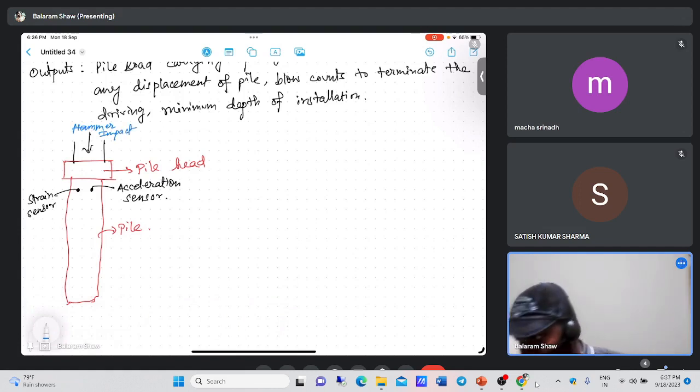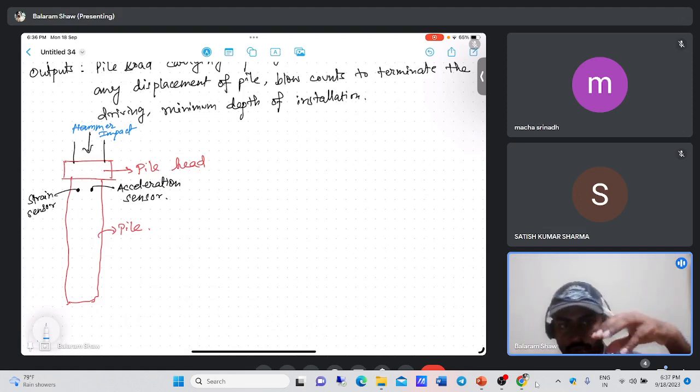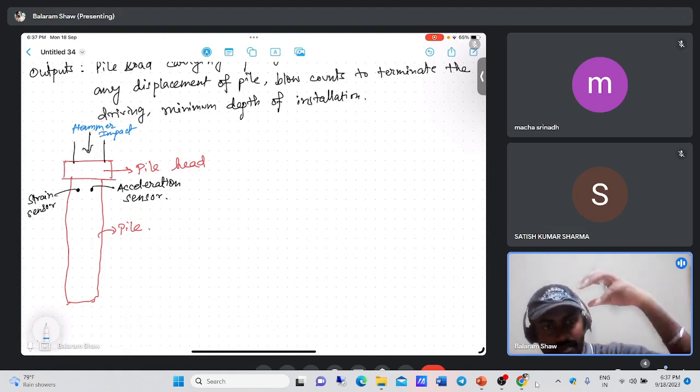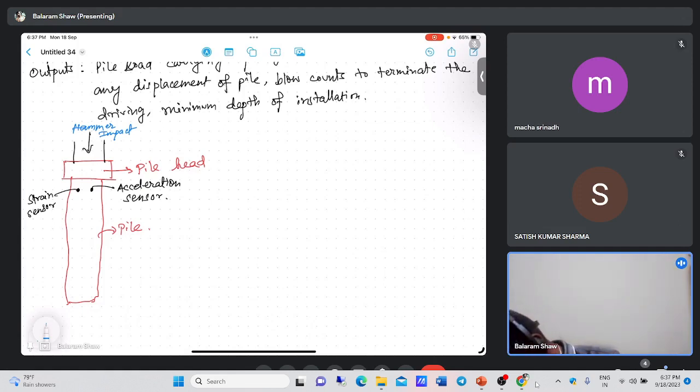The hammer impact will be there, and there will be one cushion between the pile head and the impact. So there will be hammer impact from the top, and we have the acceleration sensor and strain sensor, basically kept at 1.5D from the pile head. When the hammer impact is given, waves will be traveling like this, in this direction. Let us say that the total length of the pile is L.